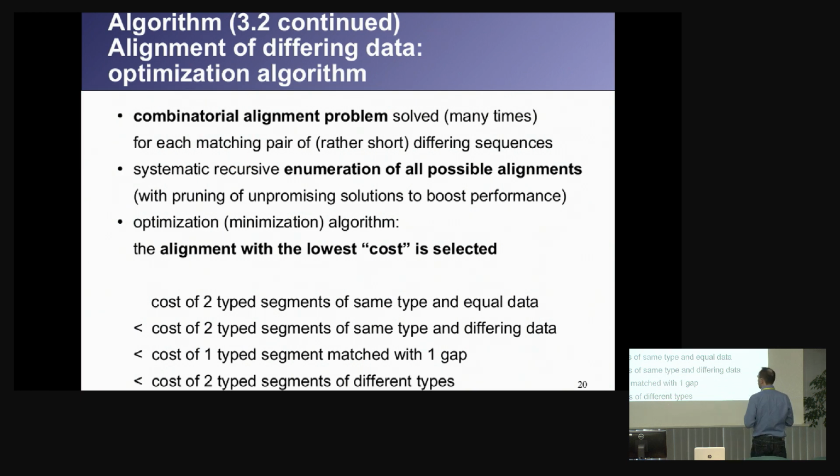Without entering into too much detail, the cost of 2 type segments of the same type and equal data is less than the cost of 2 type segments of the same type and differing data, which is less than the cost of 1 type segment matched with 1 gap. And this is less than the cost of 2 type segments of differing types.